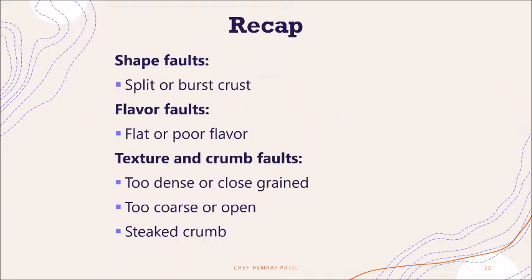In the second part of this topic, we discussed various bread faults. An example of that is split or burst crust. Flavor faults: an example is flat or poor flavor. And we also discussed texture and crumb faults. Examples are too dense or close grained, too coarse or open grained, and streaked crumb.